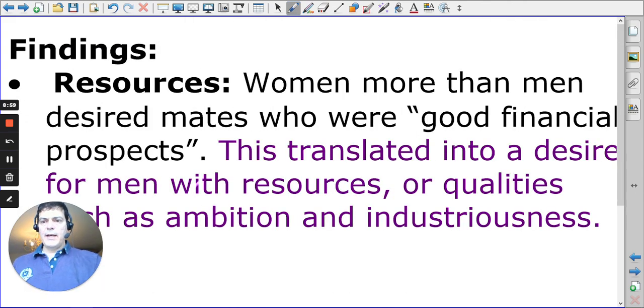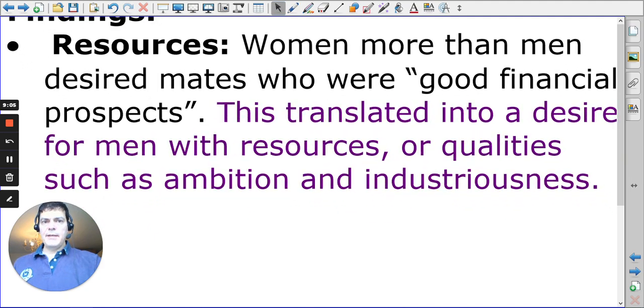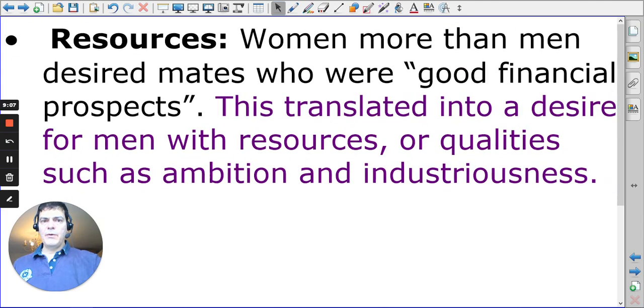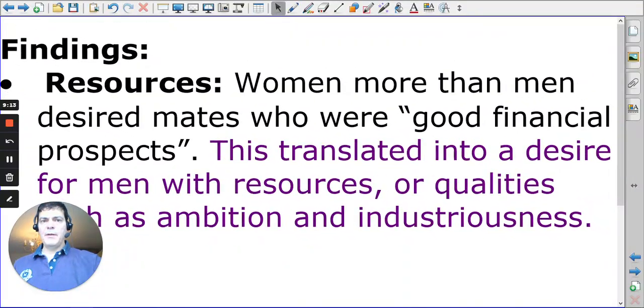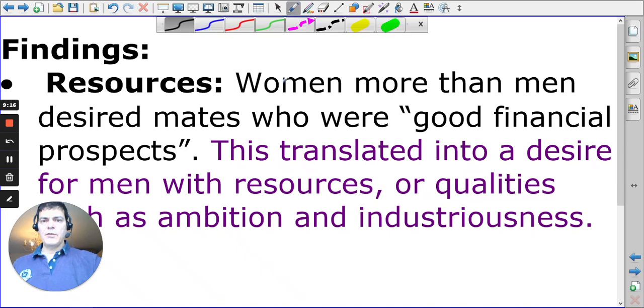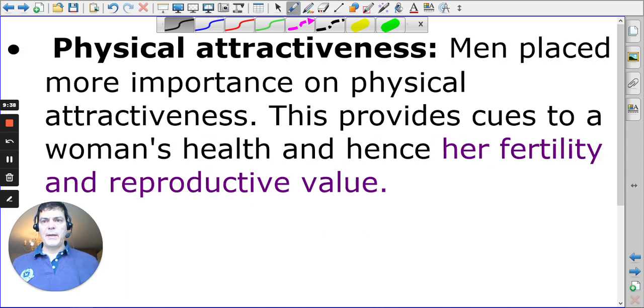Okay, and this is what he ultimately found. It says here that women, more than men, desired mates who were good financial prospects. They desired men that had good financial prospects. And it said that this was translated into looking for men with particular aspects of resources. So women look for men who have resources or qualities such as ambition or industriousness that will illustrate that they're going to be able to earn money and successfully look after their mate.